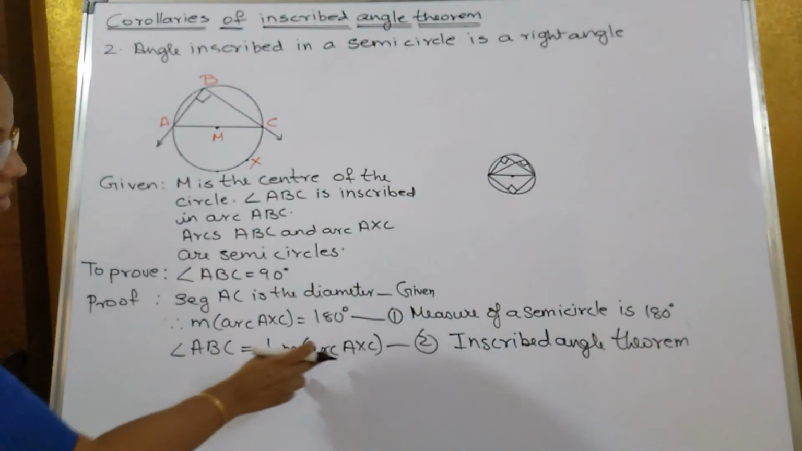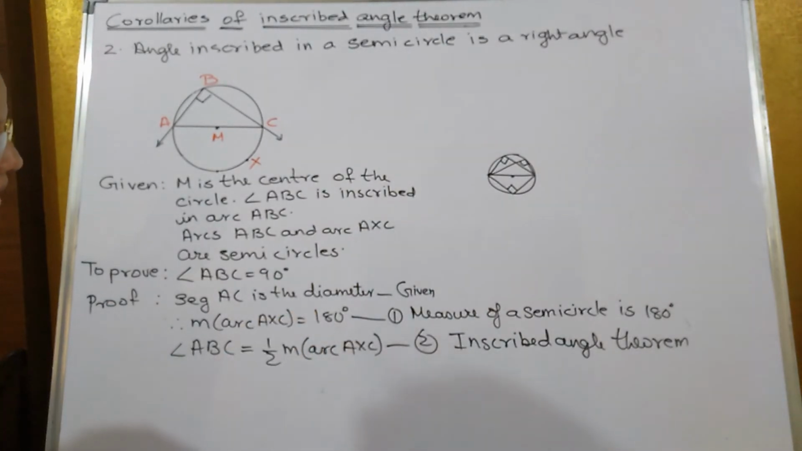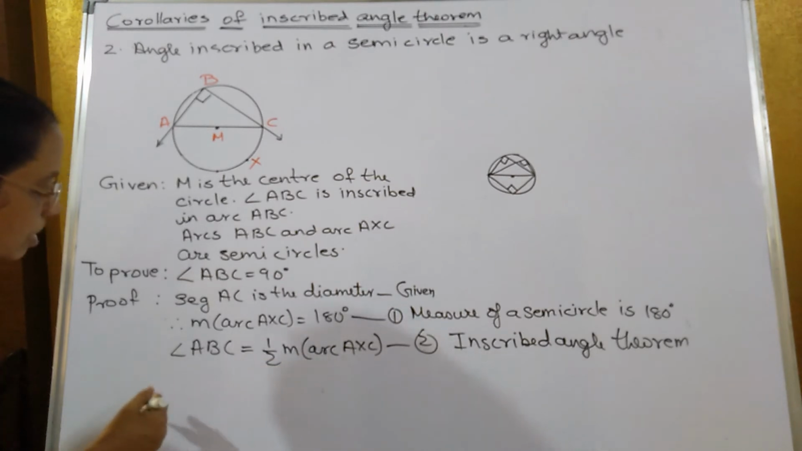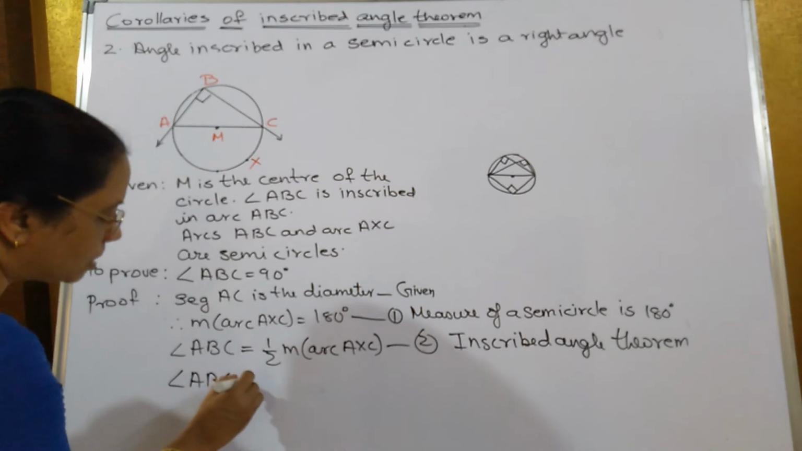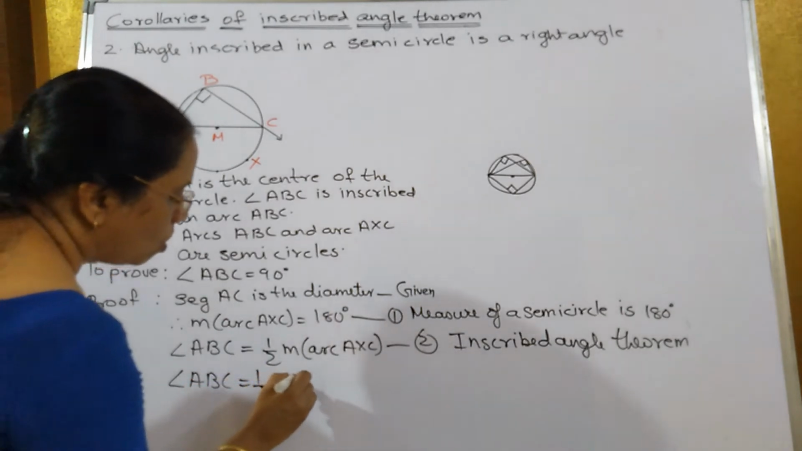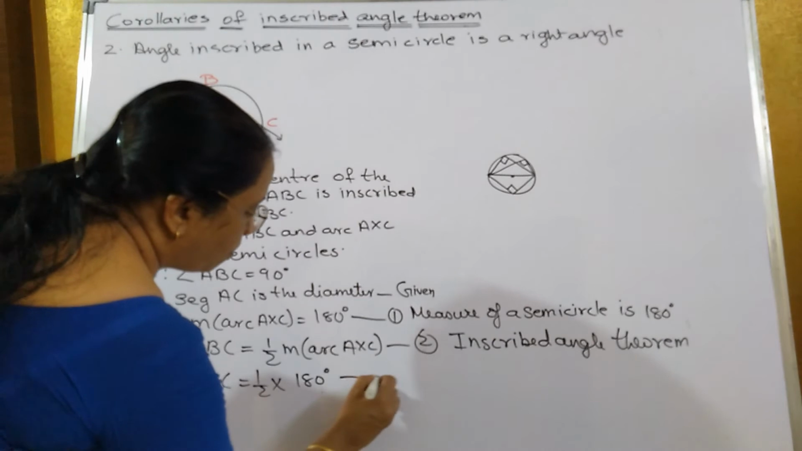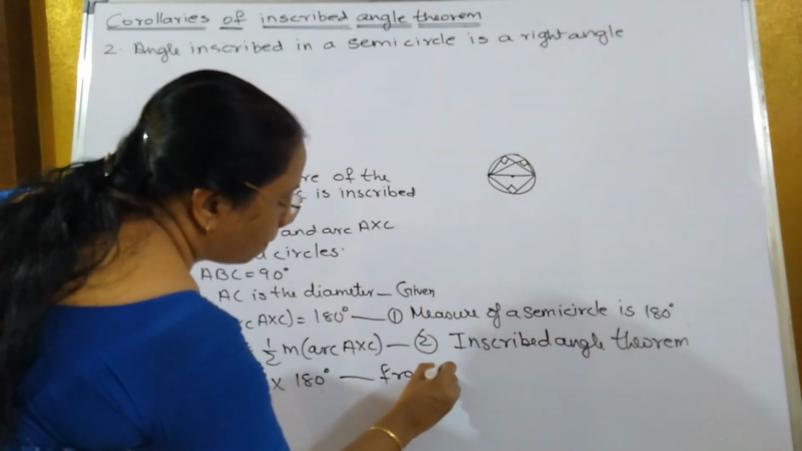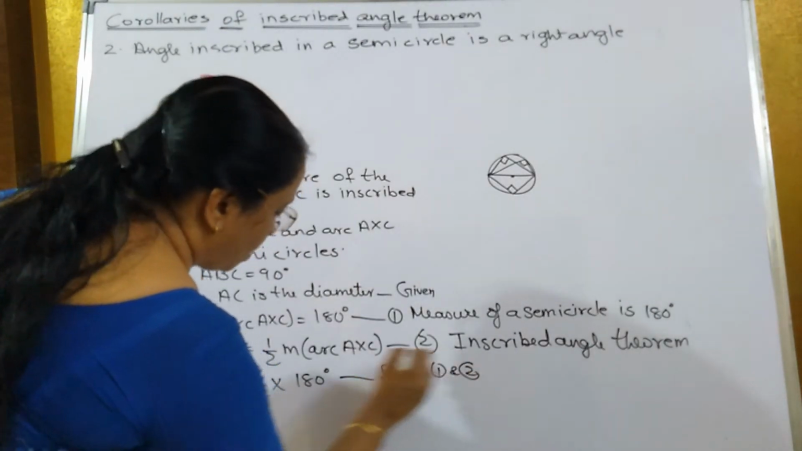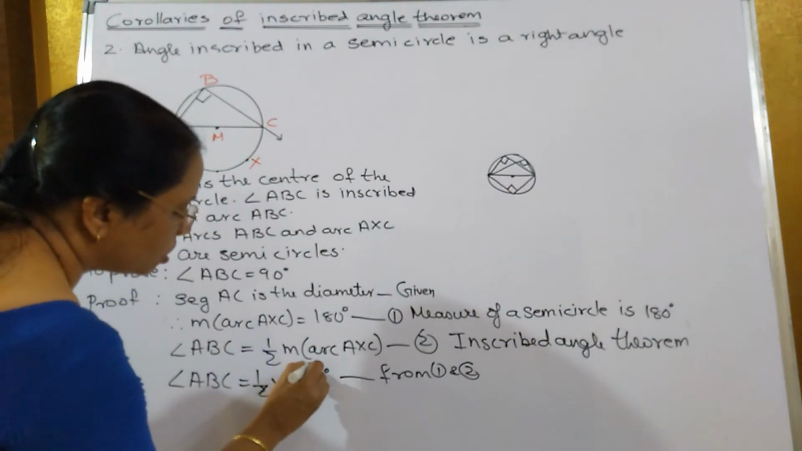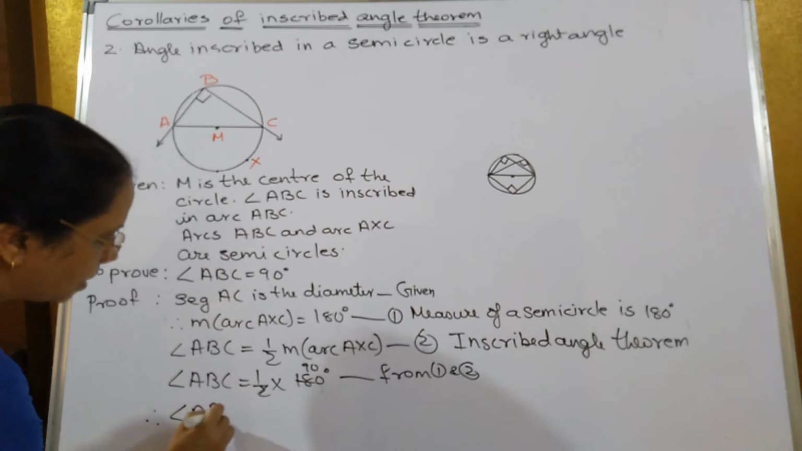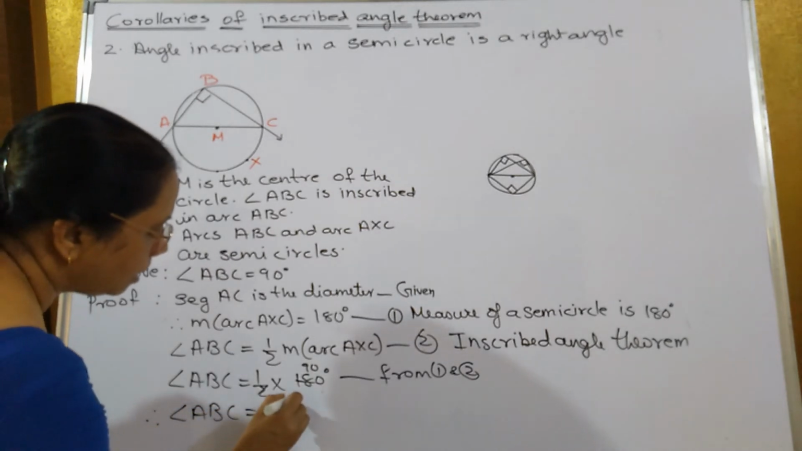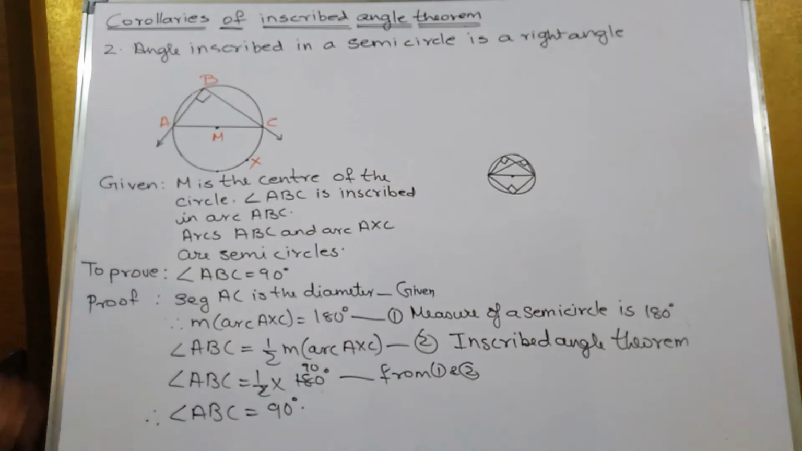How much is arc AXC? AXC is 180 degree. So half of 180 is how much? 90 degree. So angle ABC is equal to half into 180 degree from 1 and 2. Now half of 180 is how much? 90 degree. Therefore, angle ABC is equal to 90 degree. So that is what we had to prove. So angle ABC is 90 degree.